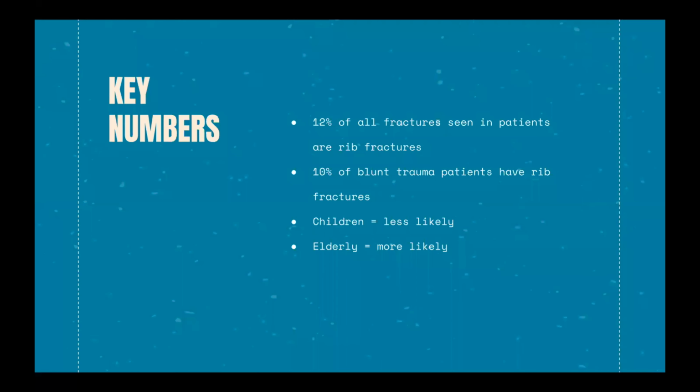So just some key numbers. As I said before, rib fractures are very, very common. They account for about 12% of all the fractures seen in patients, and then 10% of blunt trauma patients have broken ribs as well. Children have more elastic tissue in their ribs, for growing and development, so they're less likely to sustain a rib injury. On the other end, elderly have more frail and weak bones, so they have a much higher morbidity and mortality rate.